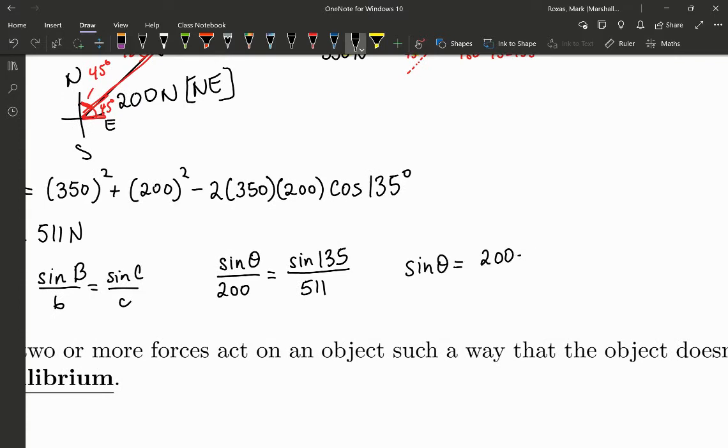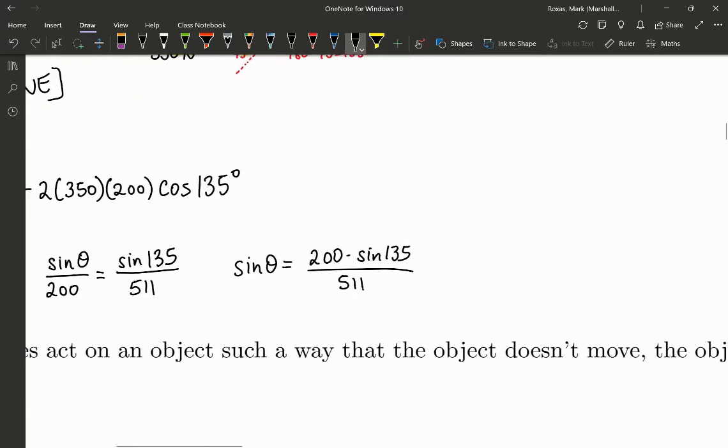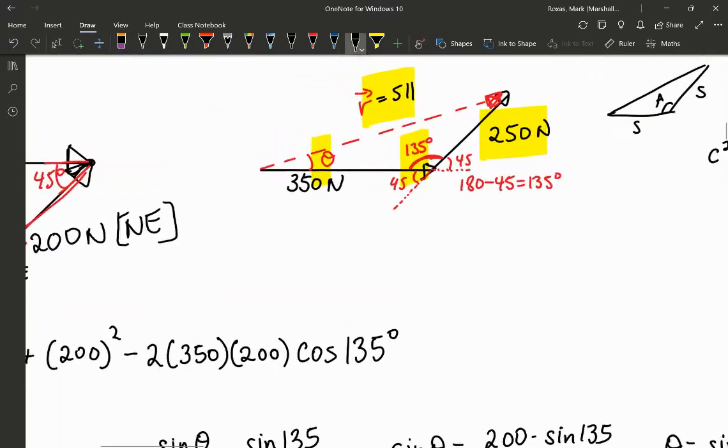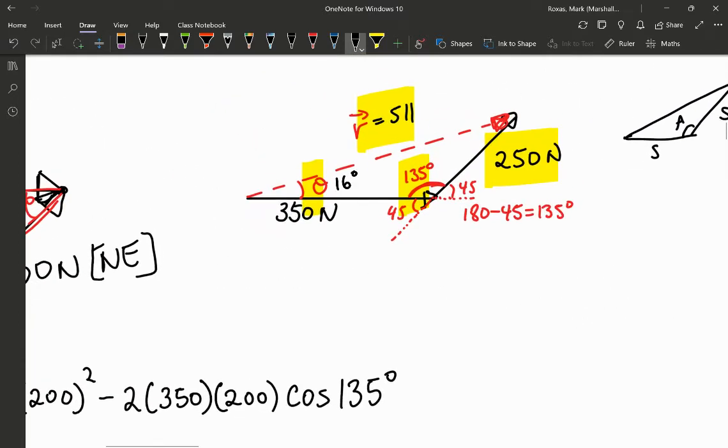Now, if I solve for theta, if you forgot how to solve for theta, sine theta, if I rearrange, is going to be 200 times sine of 135 over 511. And to find theta, again, inverse. Theta is equal to the inverse sine of all of that, 200 times sine of 135 over 511. And so theta is going to be approximately 16 degrees. Let me draw that better, 16 degrees. Now we have an angle. So this angle here is 16 degrees.